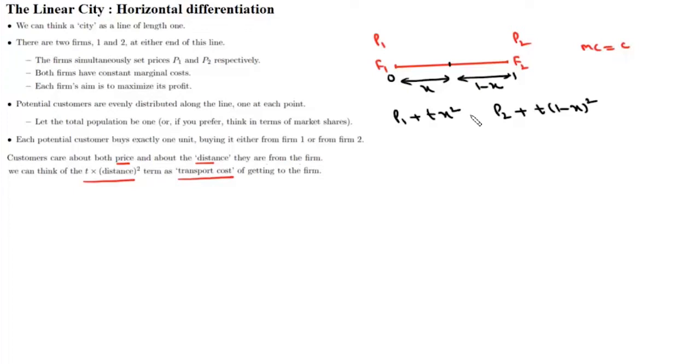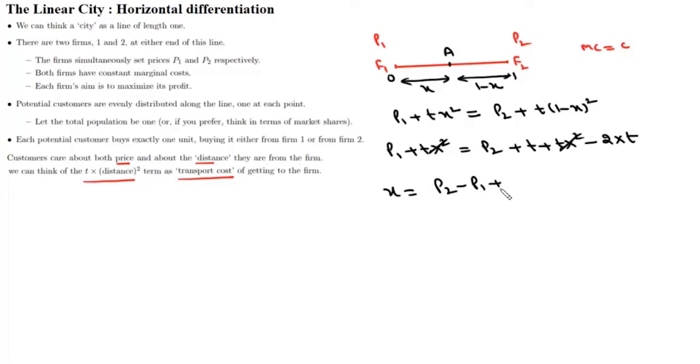Now we'll work out demand for both firms. For this, we find the point A on this line where the cost of the product from both firms is equal. So at this x, the total cost from both firms must be the same. Solving, we get P1 plus Tx squared equals P2 plus T plus Tx squared minus 2xT. The Tx squared cancels, and we get x as (P2 minus P1 plus T) upon 2T.